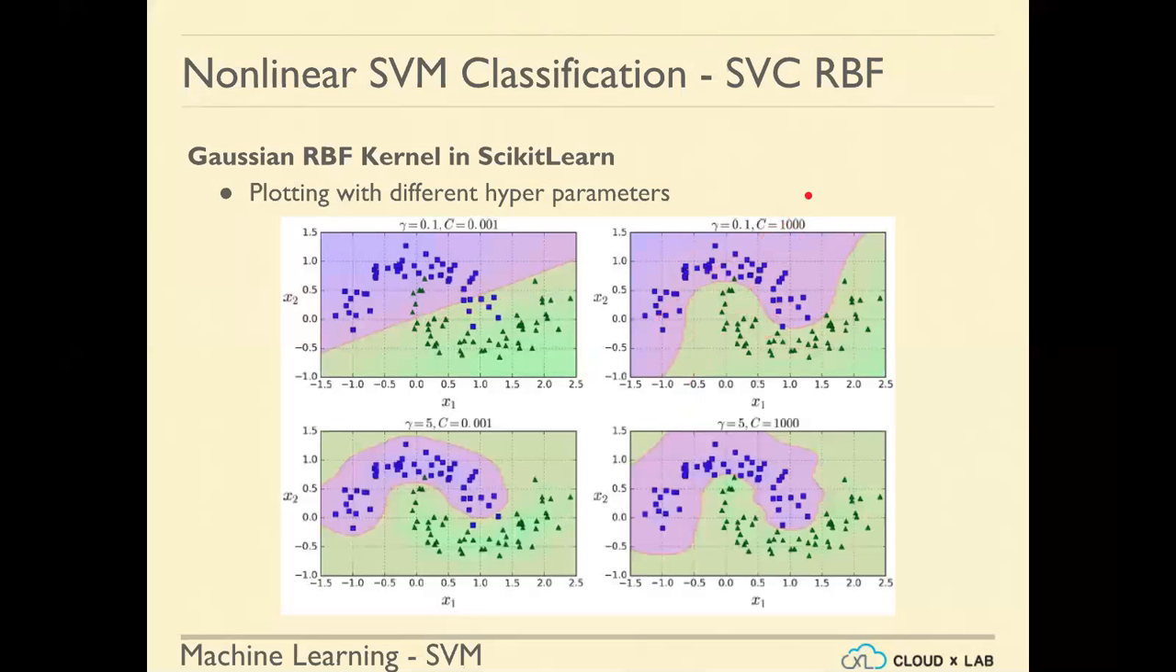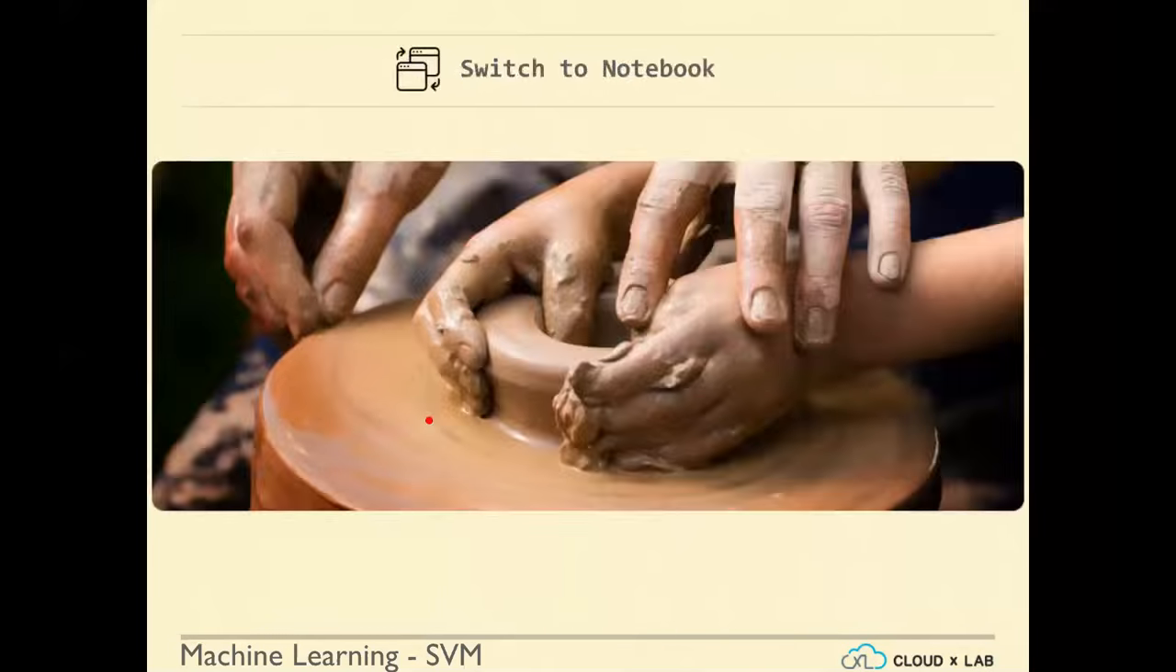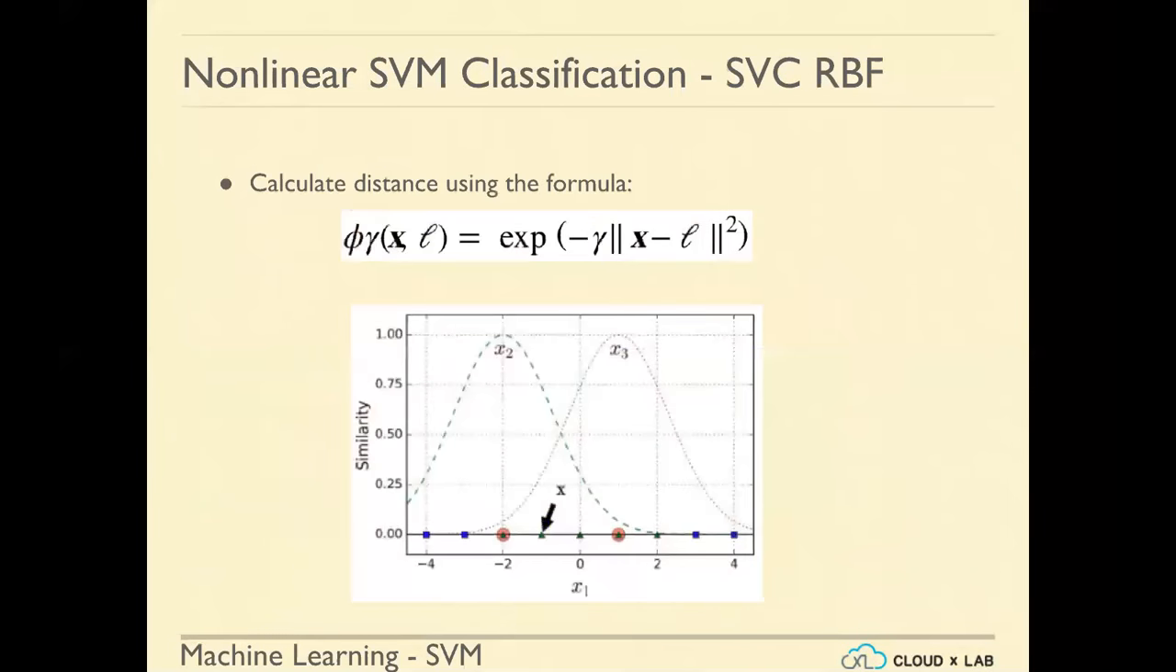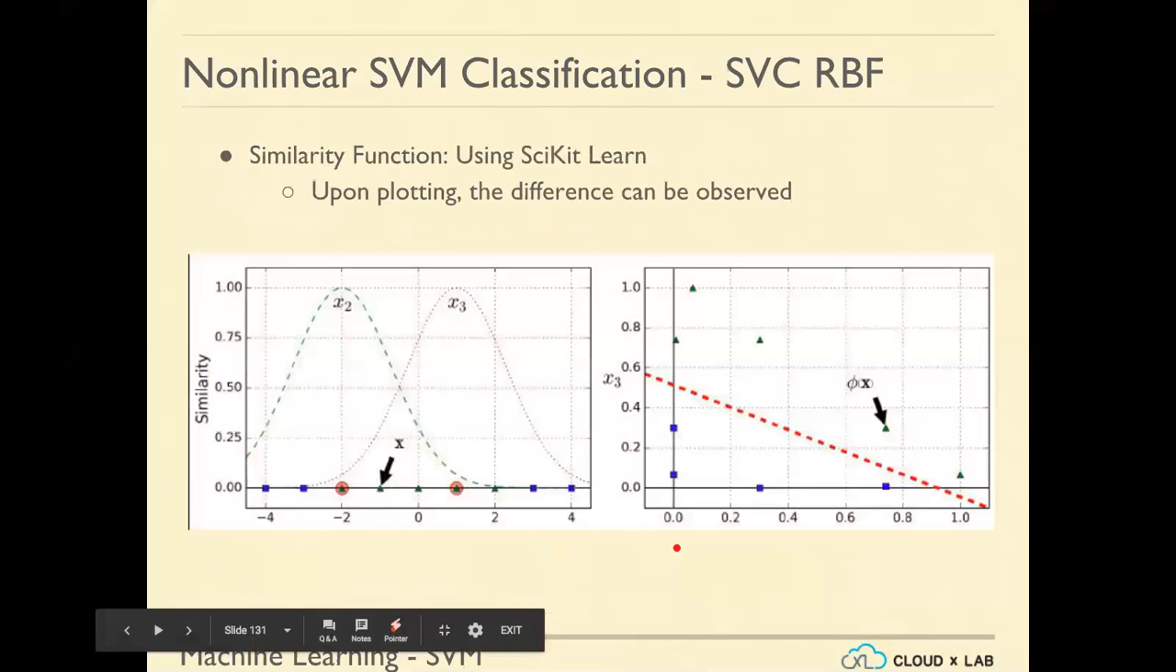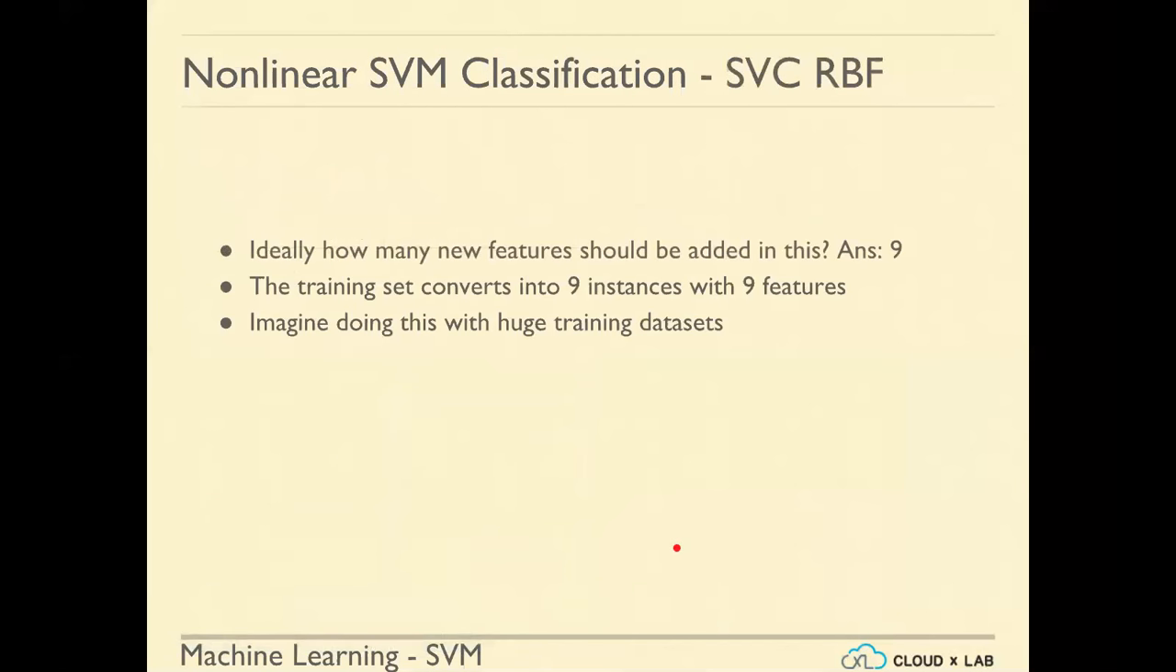For the same gamma, if we have this, next is if we increase gamma from 0.1 to 5. If you take a look at the similarity function called gamma, what happens is if you increase gamma, the second feature being derived from here suddenly becomes far away from the actual data, and therefore it will be easier to separate them.